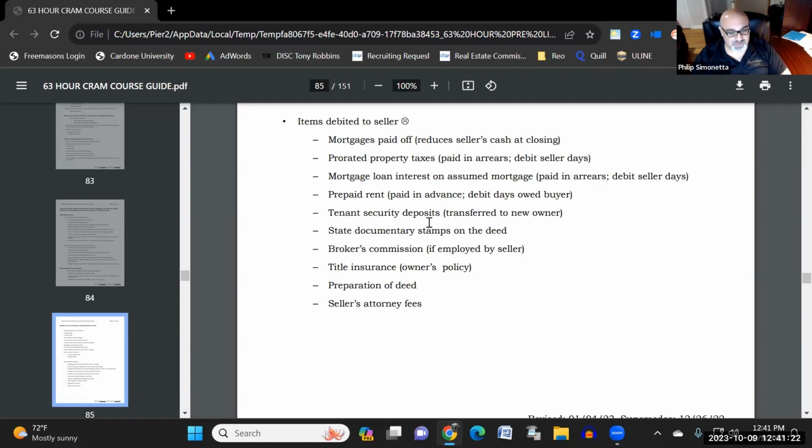Tenant security deposit is transferred to the new owner. State doc stamps on the deed. Broker commissions if they're employed by the seller. Title insurance, the owner's policy. Preparation of the deed. Seller's attorney's fees if they have one. All those fees will be debited from the seller side.